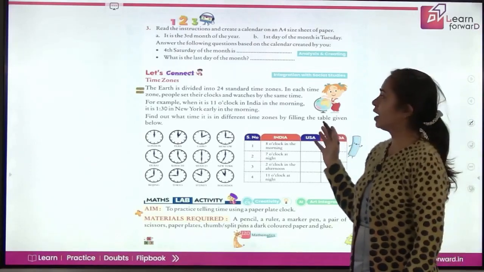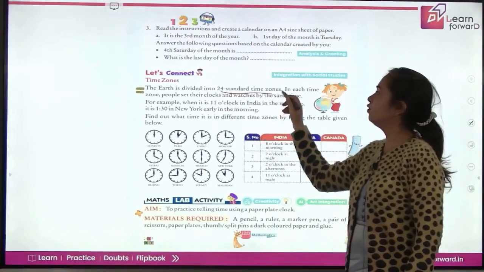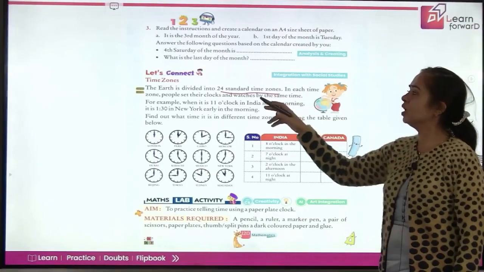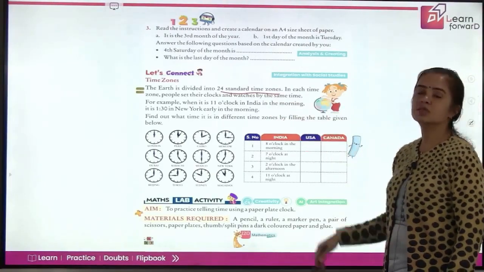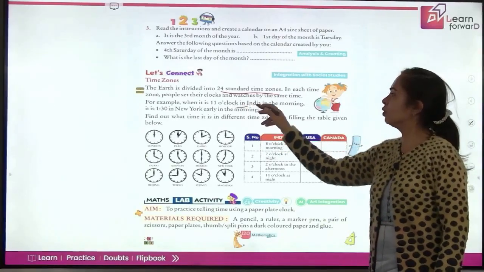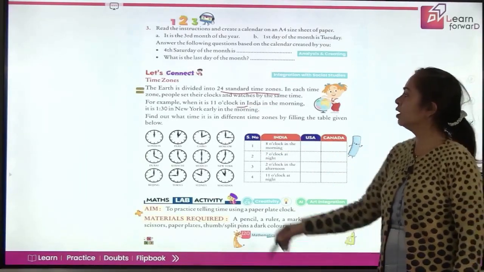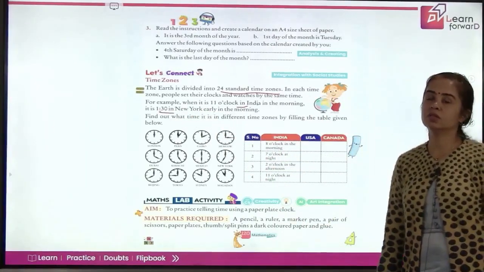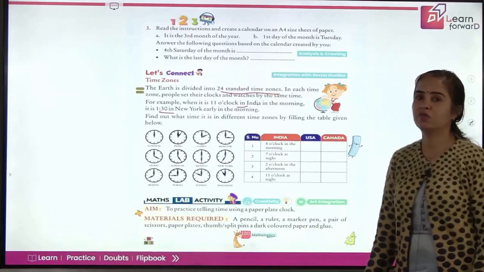Now we have time zones. The earth is divided into 24 standard time zones. In each time zone, people set their clocks and watches by the same time. For example, when it is 11 o'clock in India in the morning, it is 1:30 in New York early in the morning. So that is almost night part for them.